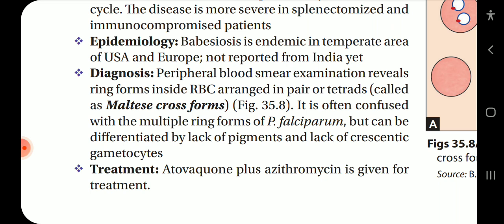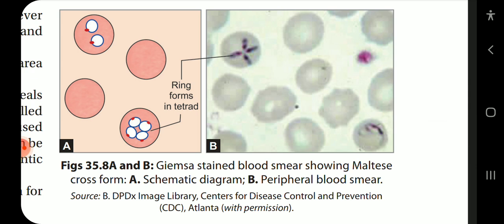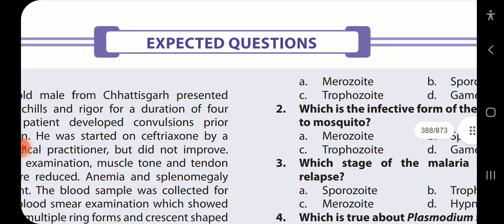Diagnosis: peripheral blood smear examination reveals ring forms inside RBCs arranged in pairs or tetrads called Maltese cross forms. It is often confused with multiple ring forms of Plasmodium falciparum but can be differentiated by lack of pigment and lack of crescentic gametocytes. Treatment: atovaquone plus azithromycin is given. So in this figure, we can see the Giemsa-stained blood smear showing the Maltese cross form. In the schematic diagram in figure A, ring forms in tetrad, and peripheral blood smear in figure B. Okay, so this completes our chapter.